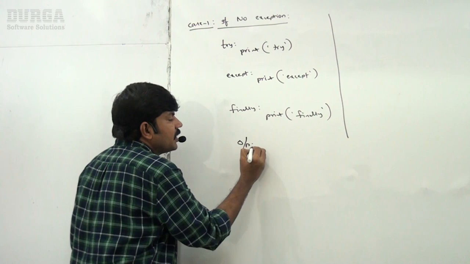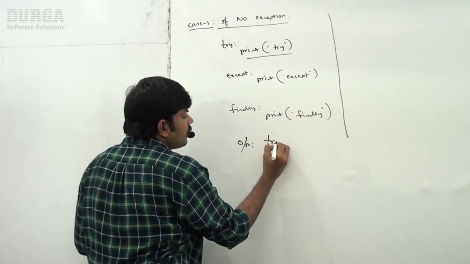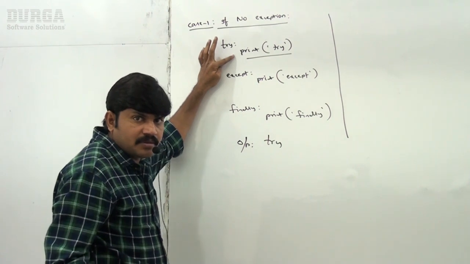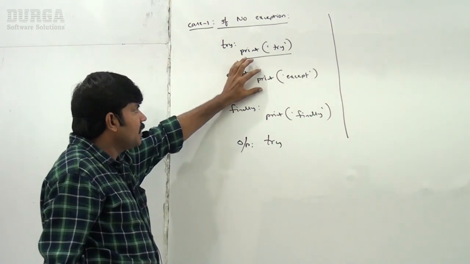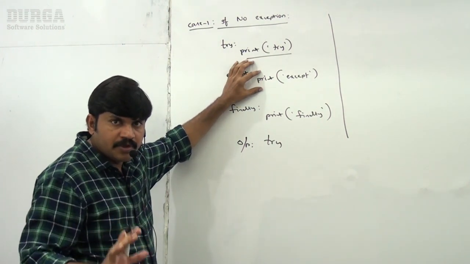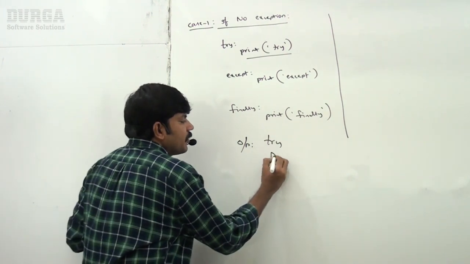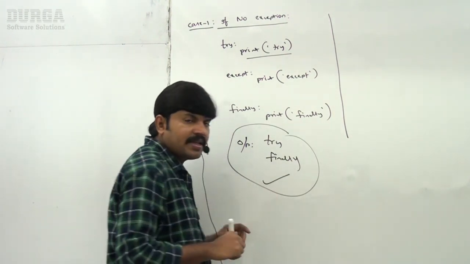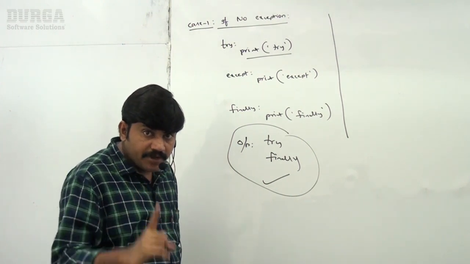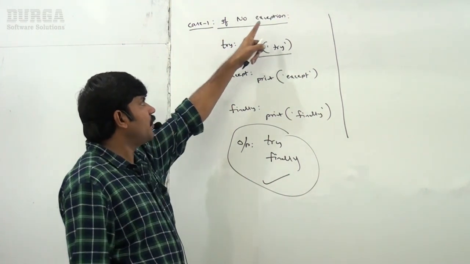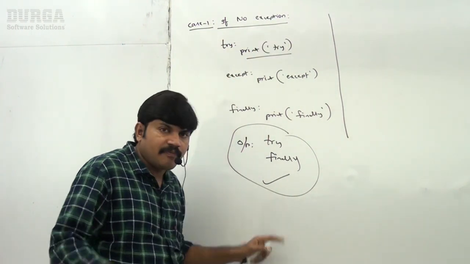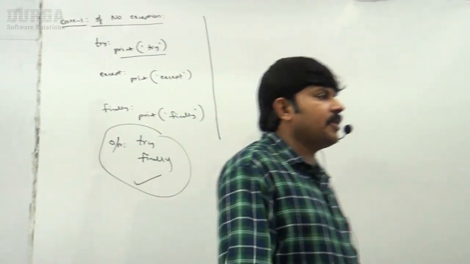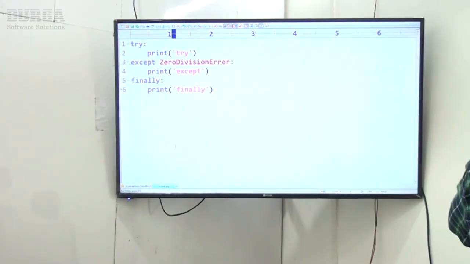First, try will be printed. Next, there is no exception. If there is no exception, the except block is not going to execute. So finally will be executed. Try followed by finally will be executed. It's very clear: if there is no exception, then the finally block will be executed. Correct, right? Let me execute this code.